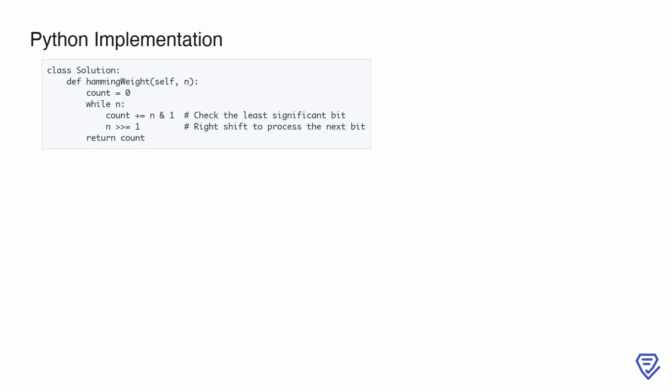This approach is efficient, operating in O(1) time complexity since the loop runs at most 32 iterations for a 32-bit integer. The space complexity is O(1) as well, as no additional data structures are used.